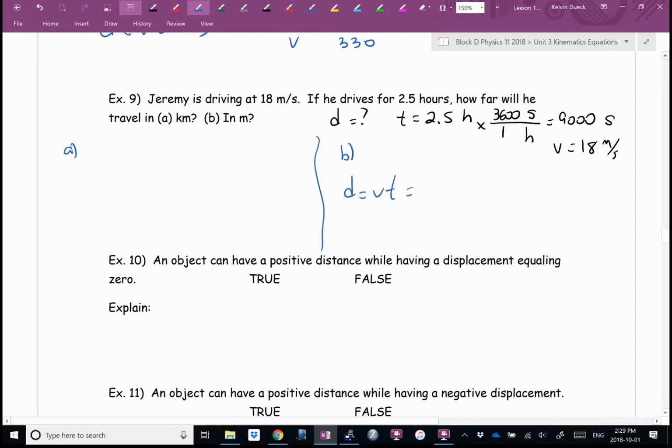So it's going to be 18 times 9,000. I can do that in my head. 10 times 9,000 is 90,000. 8 times 9,000 is 72,000. It's going to be 72,000 and 90,000. 162,000? Double check me. Yes? 3 zeros?